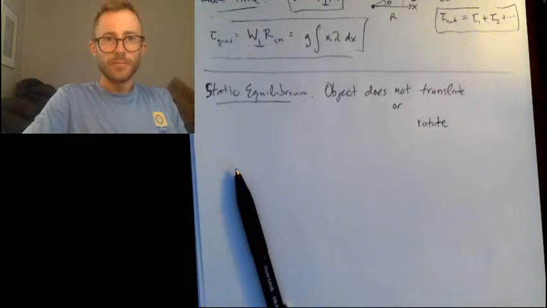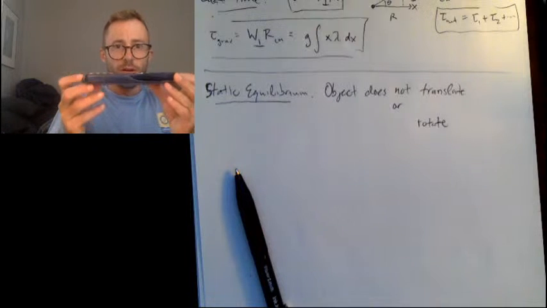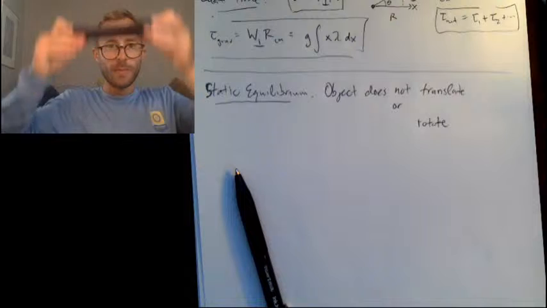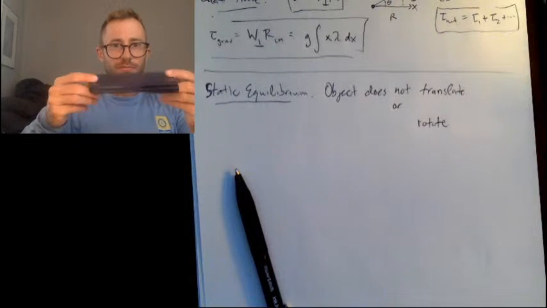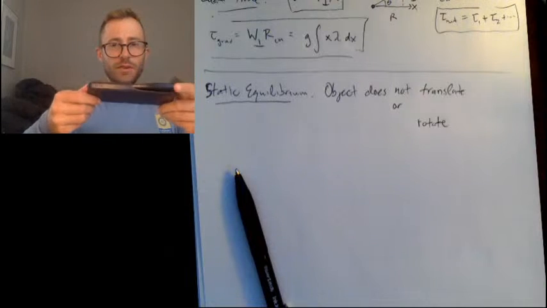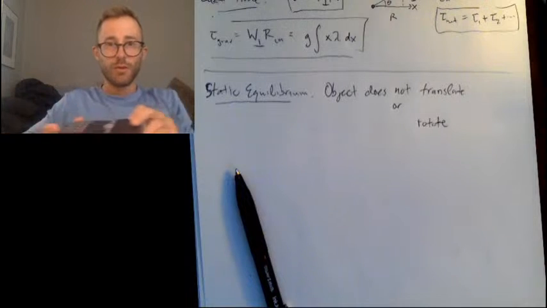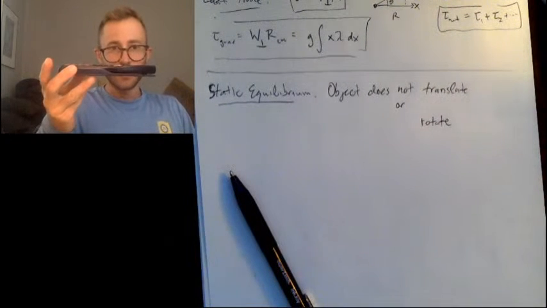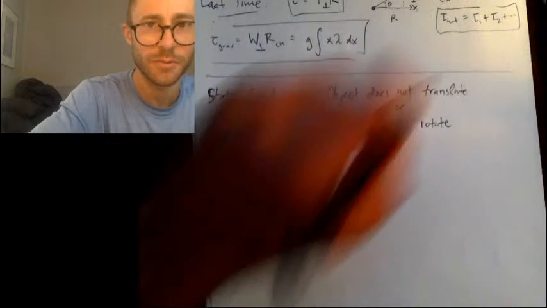Okay. So translation, you can be translating without rotating. You can be rotating without translating. You can be translating and rotating. Or you can be not translating and not rotating. And if you're not translating or rotating, you're just perfectly still. So that's what static equilibrium is.